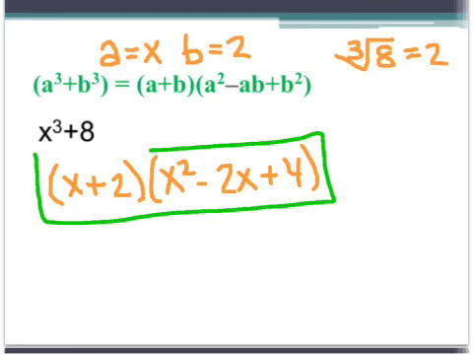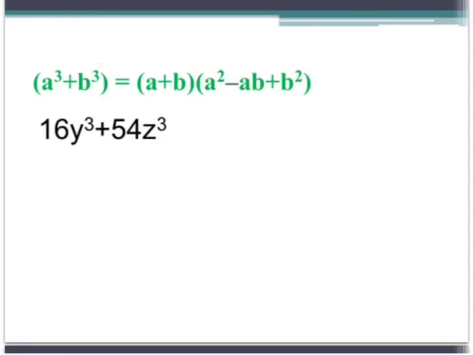I am done. Alright, so here we go. Well, let's double check. 16y cubed. Well, y cubed is a perfect cube. Is 16 a perfect cube? Is there a number times itself 3 times that gives me 16? Nope. What about 54? Let me think. Nope.